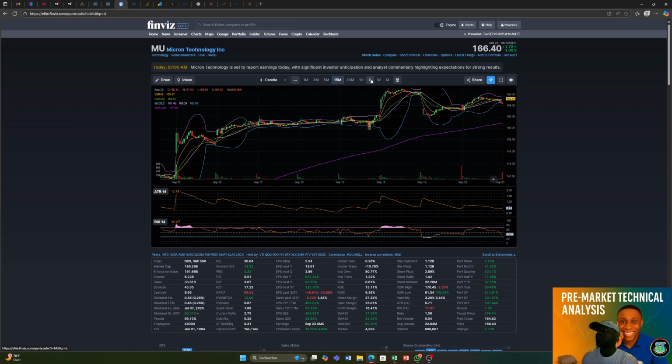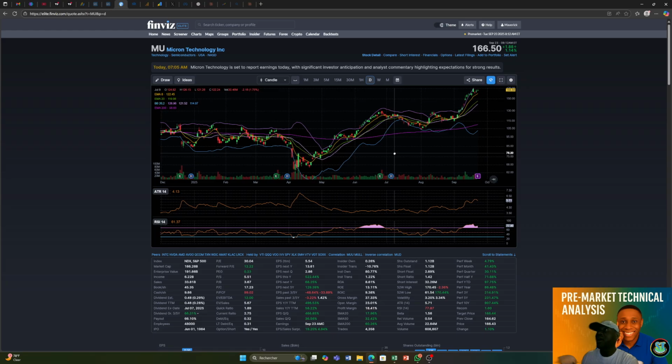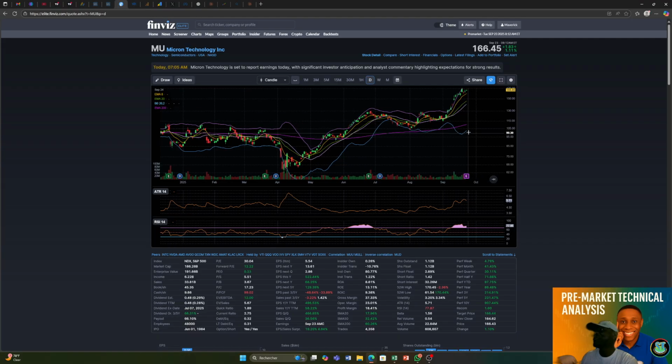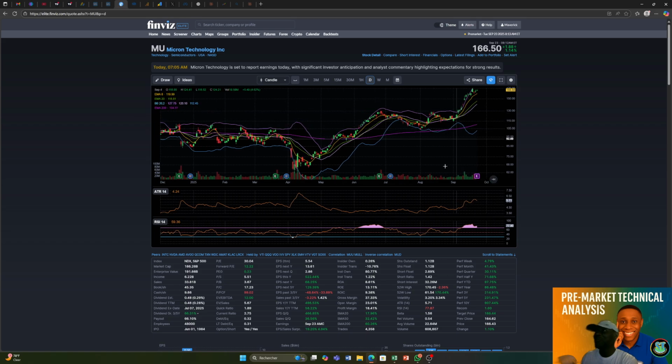So instead of the 15 minutes, let's bring up the daily. Wow. So this is where MU is trading. It's above every single one. It's above the 200 EMA. It's above the 8 EMA, the 20 EMA. So how high can this stock go?